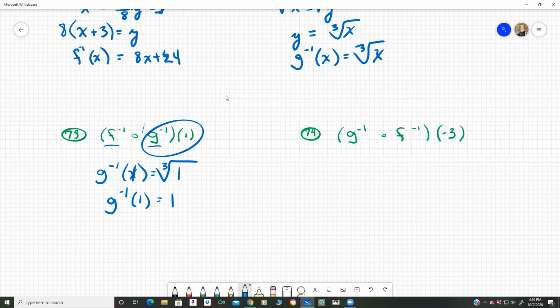So now we've done part of the problem, but not the entire thing, because we actually want to find the inverse of what we've just found. So now we're going to come to the inverse of our f function, and we'll be putting in 1. And we find that our answer is 32.